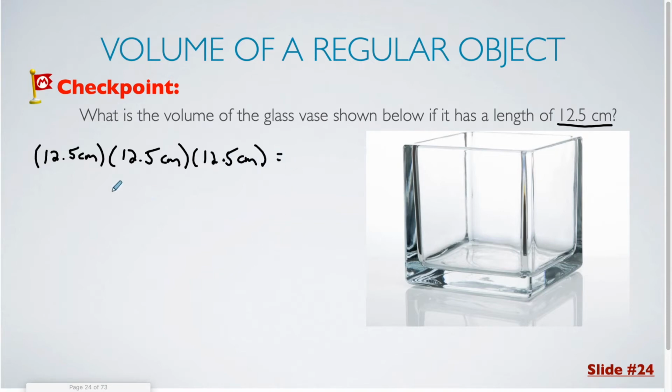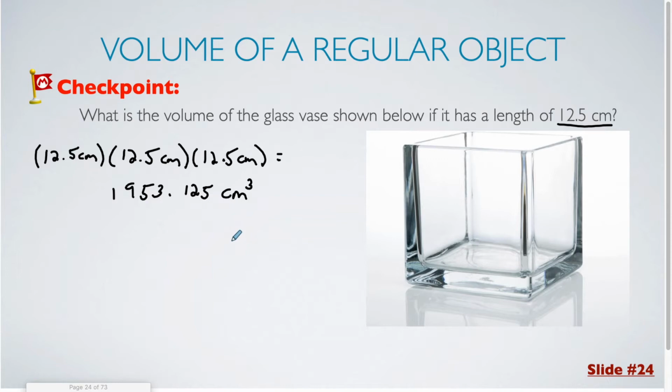After we do this, we're going to end up with 1,953.125 centimeters cubed. The units here are multiplying through as well. So we now have a new unit for our volume.